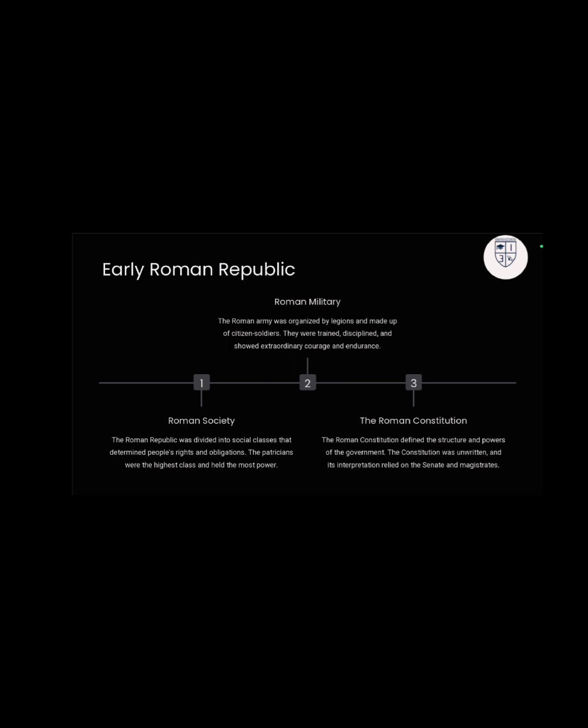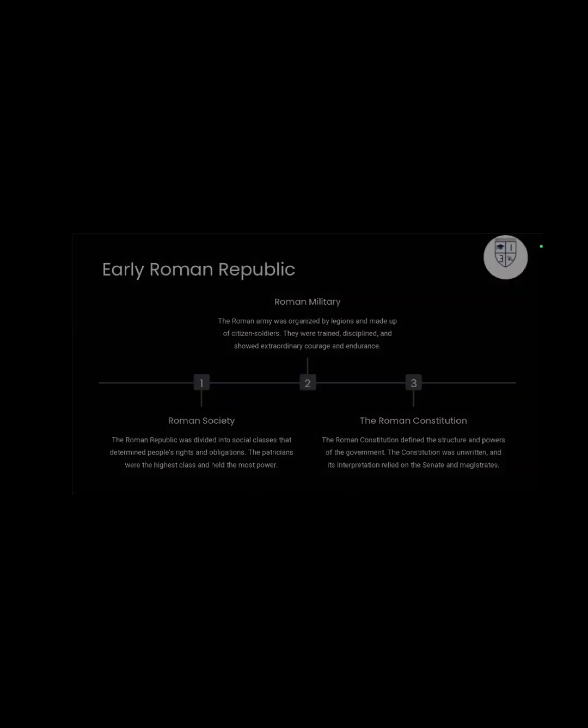The Roman Constitution. The Roman Constitution defined the structure and powers of government. The constitution was unwritten, and its interpretation relied on the Senate and magistrates. So the Romans had a constitution like we have today, which defined the structure and power of the government. The key point here is that the Roman constitution was unwritten and its interpretation relied on the Senate and magistrates.